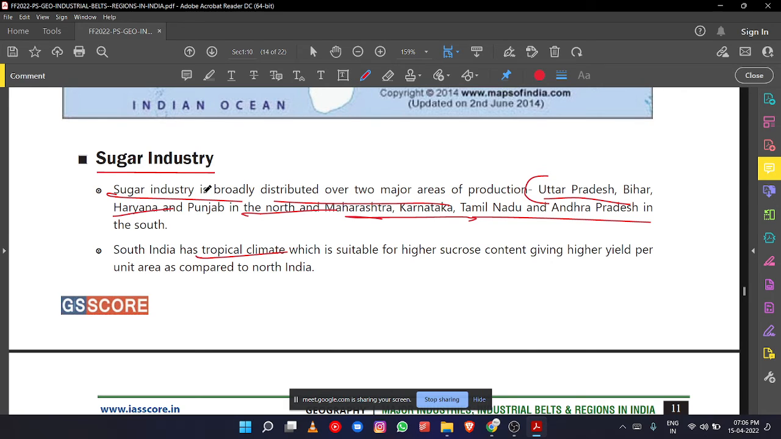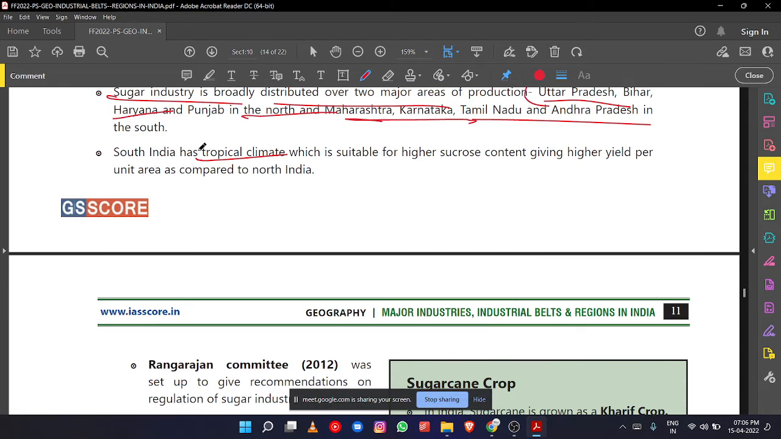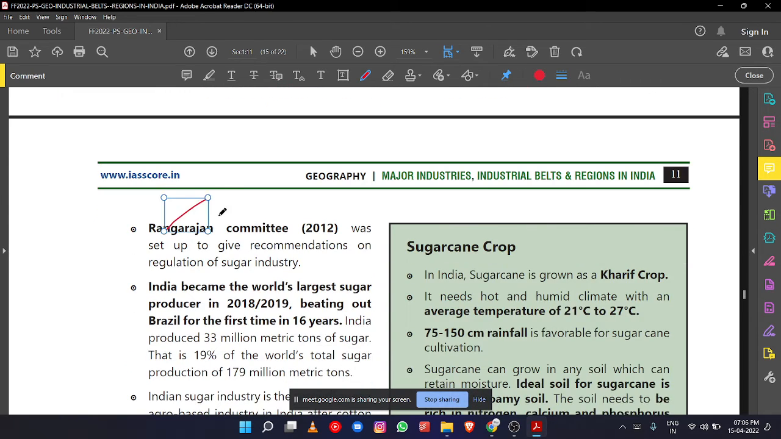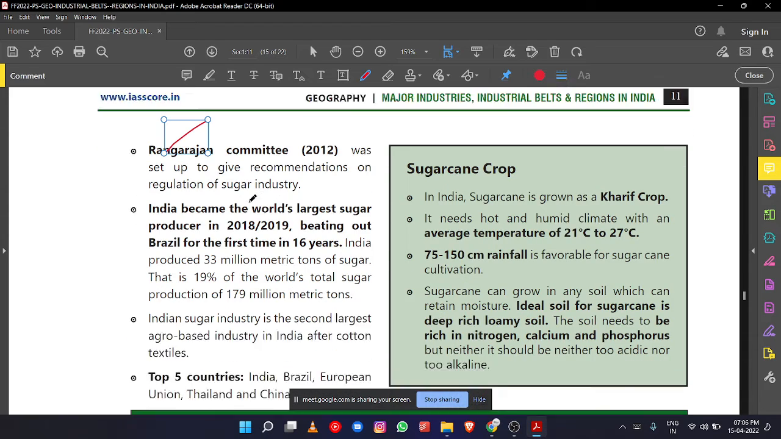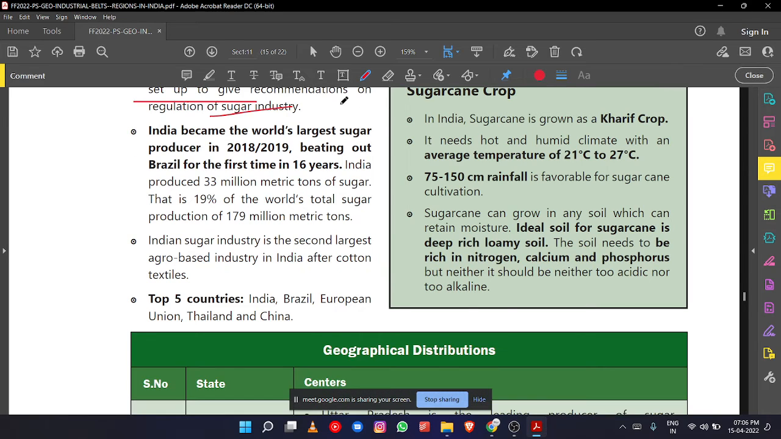Tropical climate is more suitable for production of this particular sugar cane. That's why in southern India, that is Maharashtra, Karnataka, Tamil Nadu, Andhra Pradesh area, more sucrose content and higher yields will be there when compared to northern India. So there is a special committee called the Rangarajan Committee. Former RBI Director Rangarajan was set up to give recommendations on the regulation of sugar industries in India.